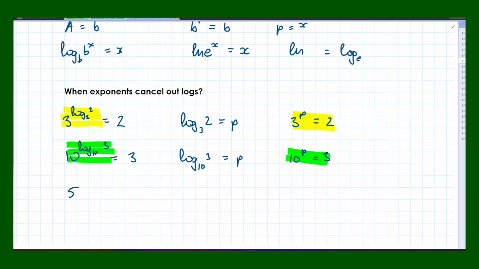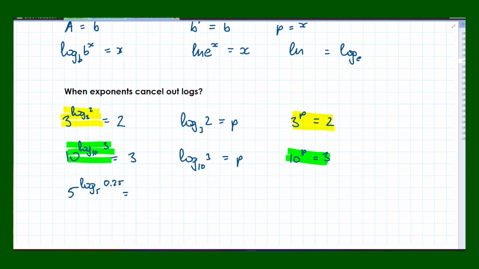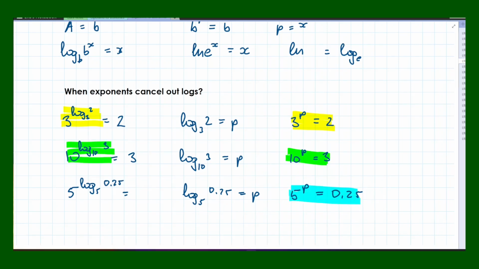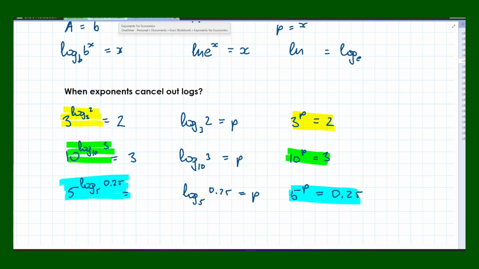Next example, 5 to the log base 5 of 0.25. What does this equal? Again, log base 5 of 0.25 is going to have to be equal to some power if and only if that same base 5 raised to this unknown power is equal to 0.25. And just like in the previous examples, look at the last expression and compare it to the first expression. Now we can conclude that 5 raised to the log base 5 of 0.25 has to be equal to 0.25, because that specific log has to be equal to that same p power, which in our case is 0.25.